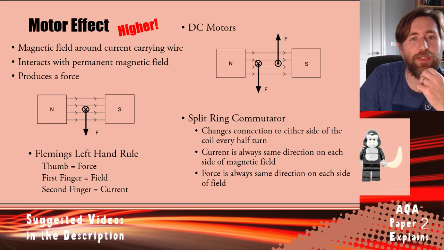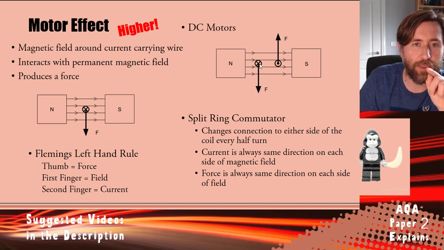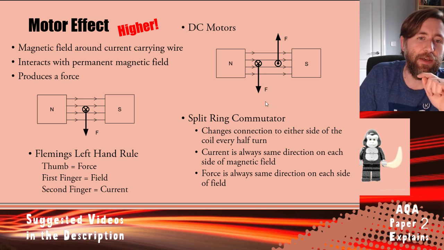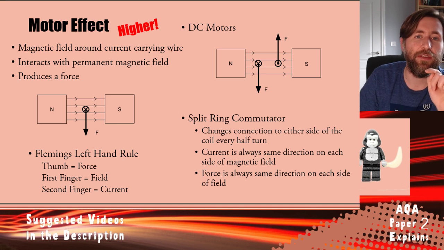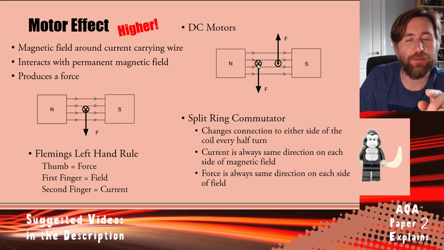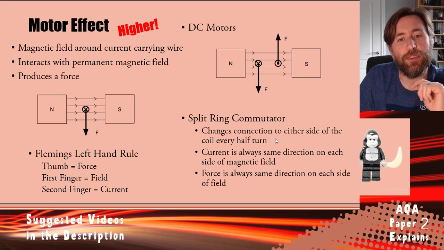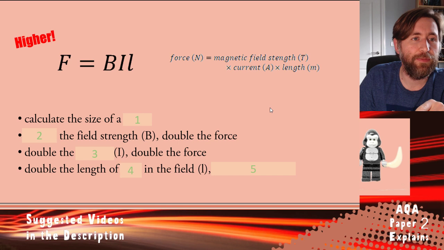And what happens is every half turn, so this is the coil, but we're looking side on, so we can just see one current going into the screen and one current coming at us out of the screen, that's the dot. The coil changes the connection every half turn, meaning that the current is always going into the screen on the left and always coming out of the screen on the right. Okay, so current is always the same direction on either side of the magnetic field, meaning the force is always up on one side and always down on the other side, so it continuously rotates.